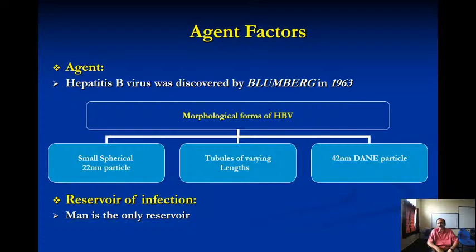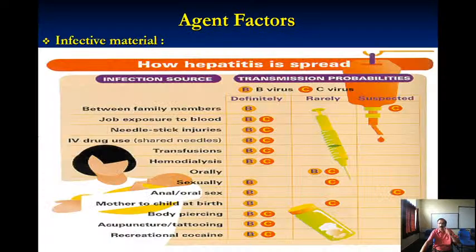You are all well aware, we have read in detail about microbiology. I am not going into details about it. The reservoir of infection is man, and he is the only reservoir of infection. So if you start looking at the sources of infection, it could be transmitted between family members. I think we'll cover this a little later.